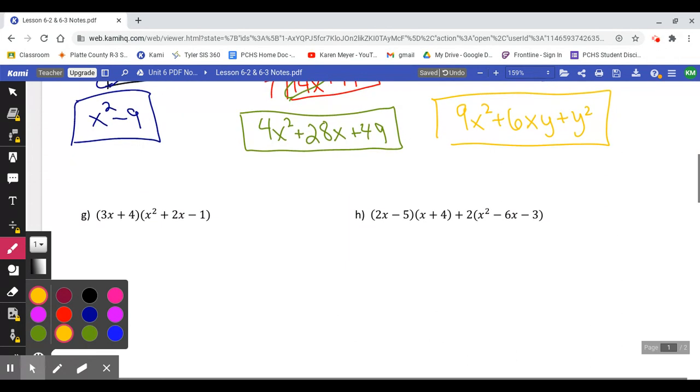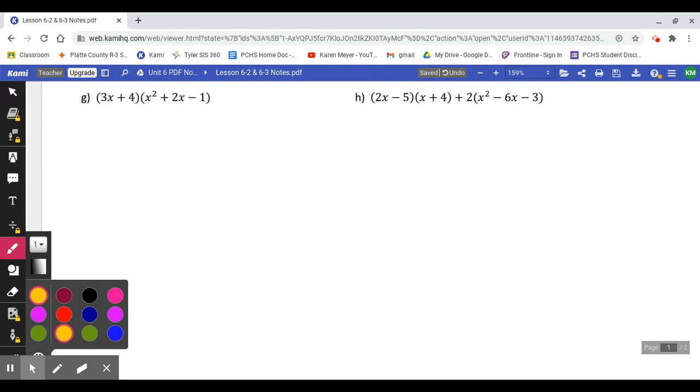Okay, moving on to G. This one, we have a binomial times a trinomial. So we're no longer doing binomial times binomial. We're doing binomial times trinomial. Which in this problem means instead of having a perfect square box, we're actually now going to have a box that looks more like a rectangle. I'm going to take my side and split that one in half, and then up and down, I'm going to split that one into 3 sections.